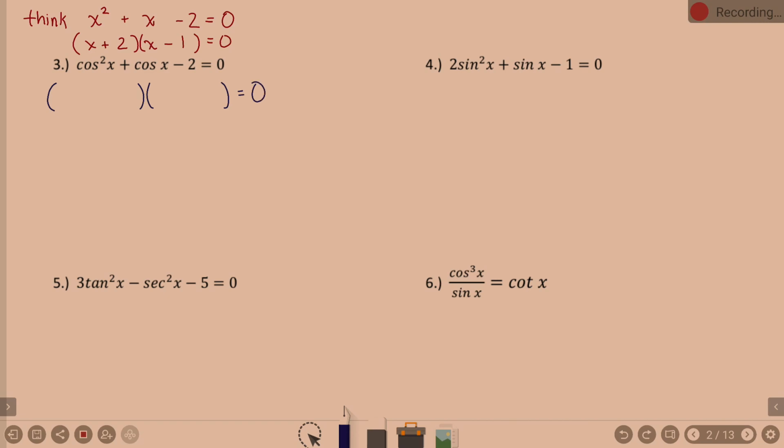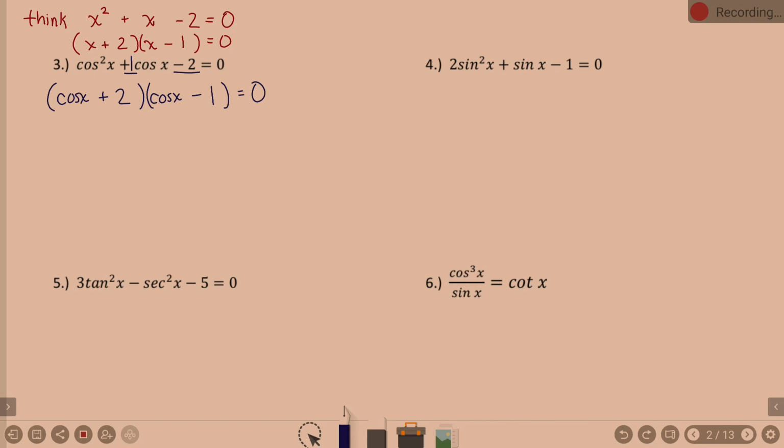Now, when I asked you x, how do we break x up? You say x times x. So how do we break cosine squared up? Okay, so we're going to break this up as cosine x times cosine x. We still need values that multiply to be negative 2 and add to be 1. And those numbers are still +2 and -1. Okay, so we're doing algebra here, right?